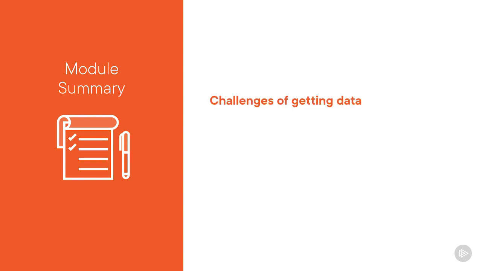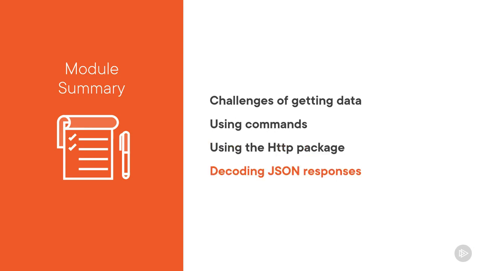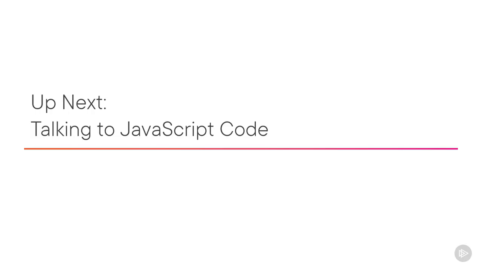We started by looking at the challenges of getting data from an API and solutions such as the maybe and result special types. We looked into how commands enable Elm web apps to interact with the outside world, for example, to send HTTP requests to an API. We sent our first request to an API server and got back a response. Finally, we used the JSON package to decode the JSON response from the API server. The next module is the final one. It's about talking to JavaScript code, since Elm web apps need to play nicely with existing JavaScript code.